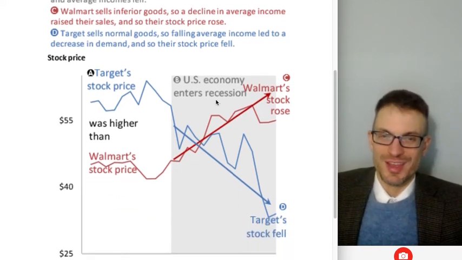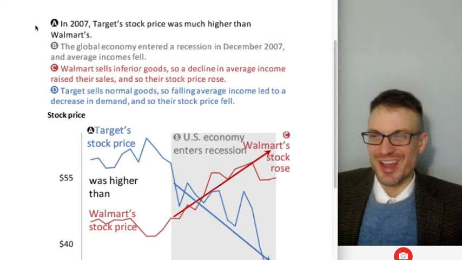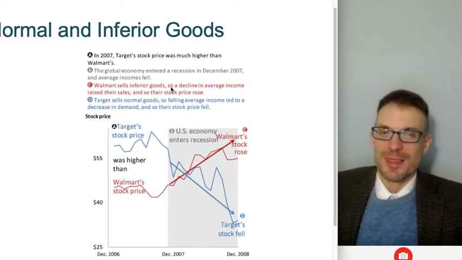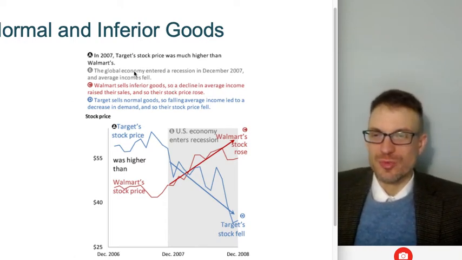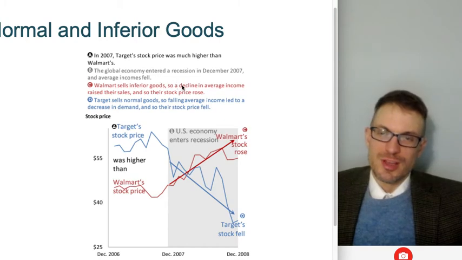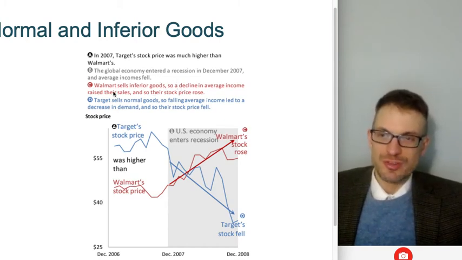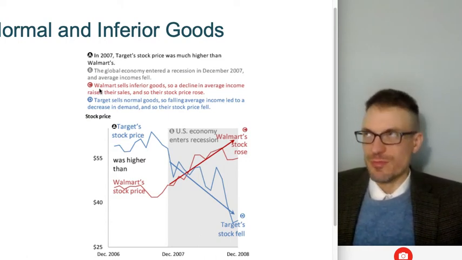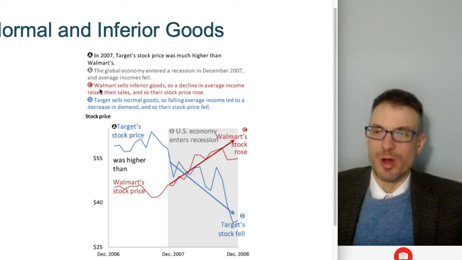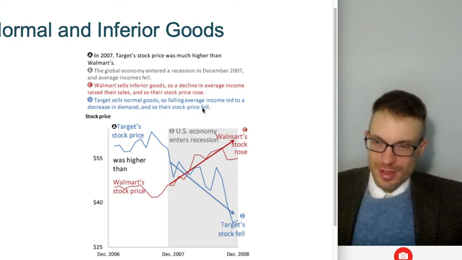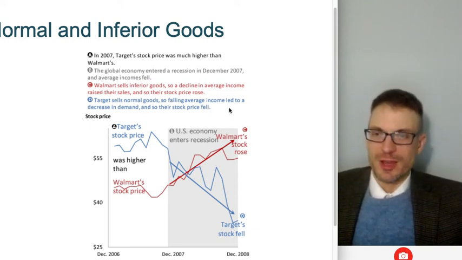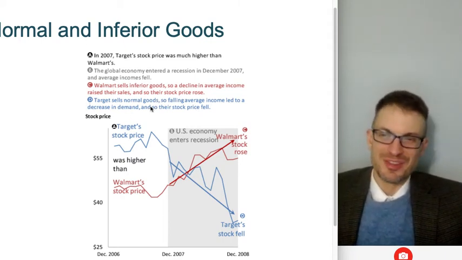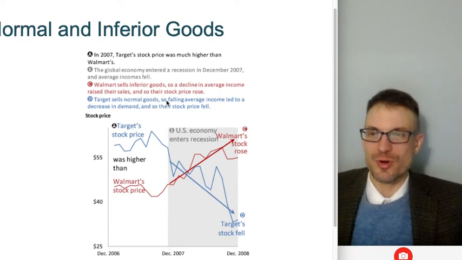I mean, the other way to do this is to go in the other direction. I know what Betsy and Justin are doing here, but my logic would probably go in the other direction, which is if there's a decline in average income and we see an increase in sales at Walmart, from this we say this is consistent with Walmart selling inferior goods. If we see falling income and people buy less at Target, that's consistent with Target selling normal goods. But it's just two ways to approach the same logic.